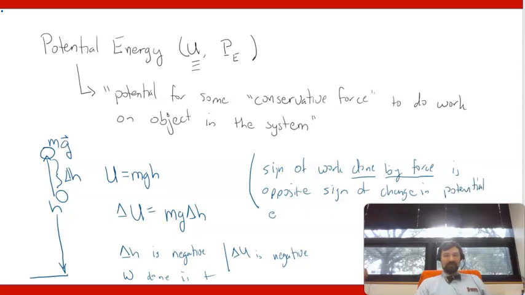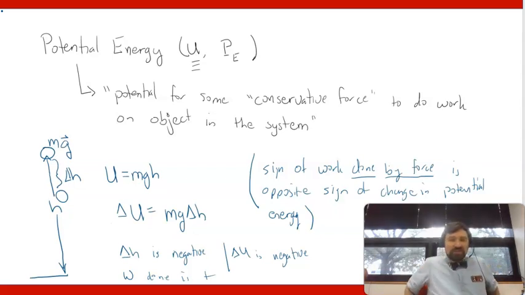And so that basically tells us that any time that we allow a force in a system to do work on the system, we're kind of taking potential energy out of the system. And any time that we move an object in such a way that we have to work against a force in the system, a conservative force in the system, then we're basically storing more potential energy within the system.